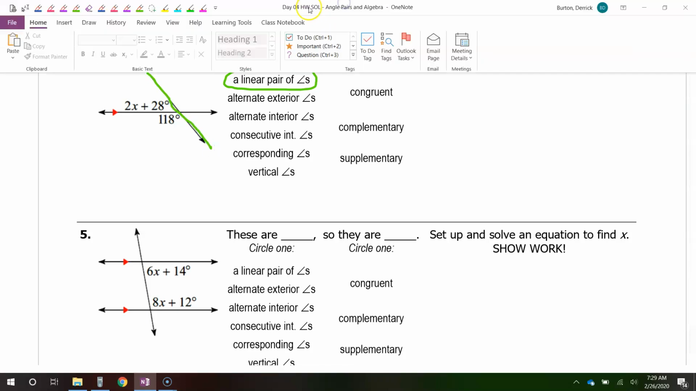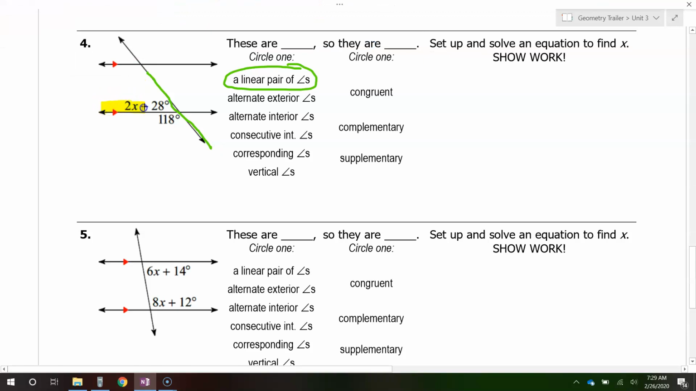So together, and sometimes I like to color them, so this angle right here, which I just colored in yellow, and then the other angle, the 118 right here, that I'm coloring in blue. When you put them together, they make a nice straight line. That's what a linear pair is. And a linear pair is always going to be supplementary, because a straight line is 180 degrees. It's a 180 degree angle. So supplementary means these two have to add up to 180.